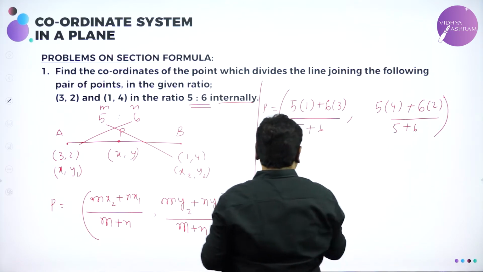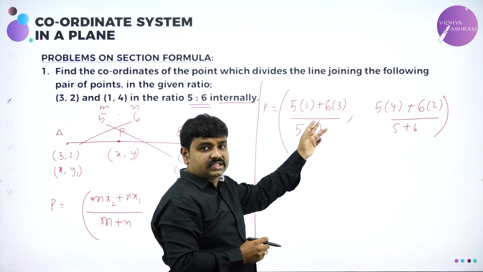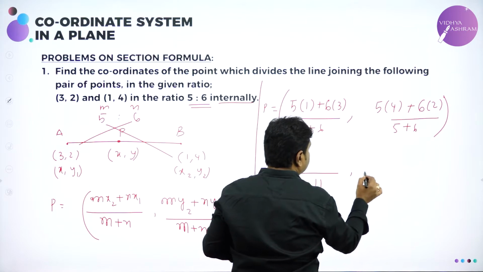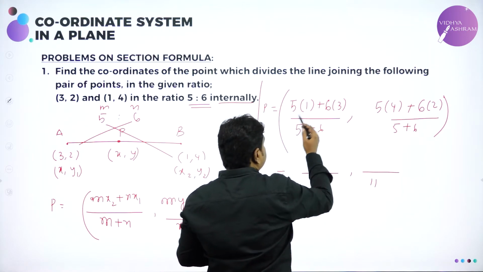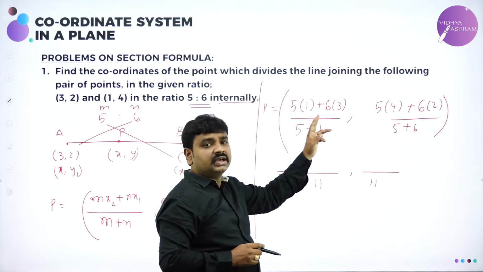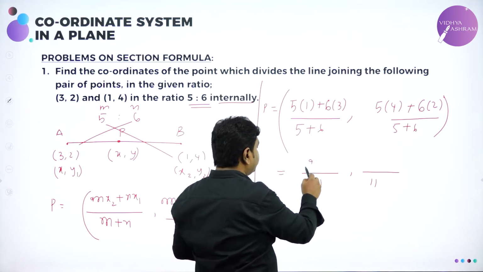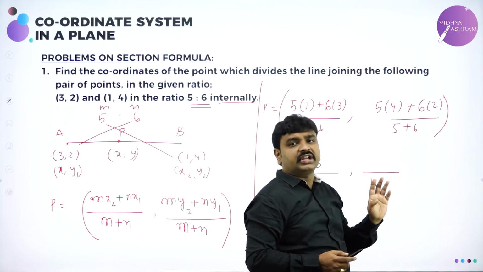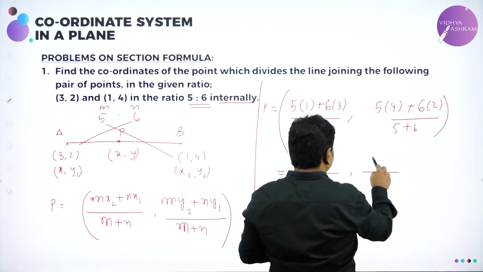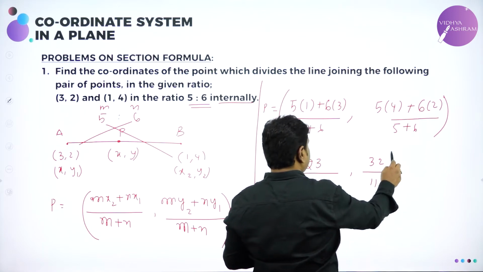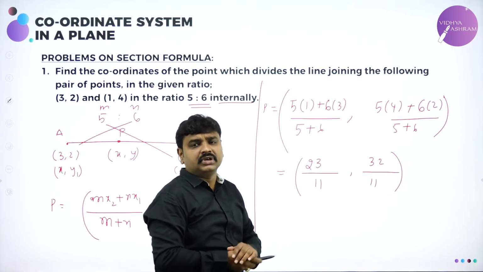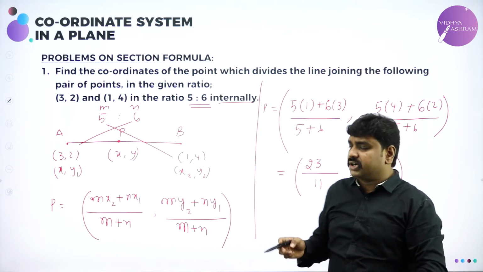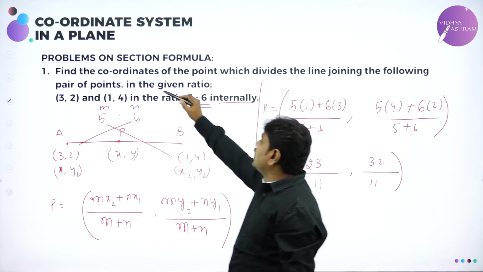Further simplify this. 5 ones are 5, 6 threes are 18, 18 plus 5 is 23, and the denominator is 11. Here also the denominator is 11. 5 fours are 20, 6 twos are 12, 20 plus 12 is 32, divided by 11. The numbers are not divisible here, so leave it. You can leave the coordinates in fractions. So now we got the point, the coordinates they wanted you to find.